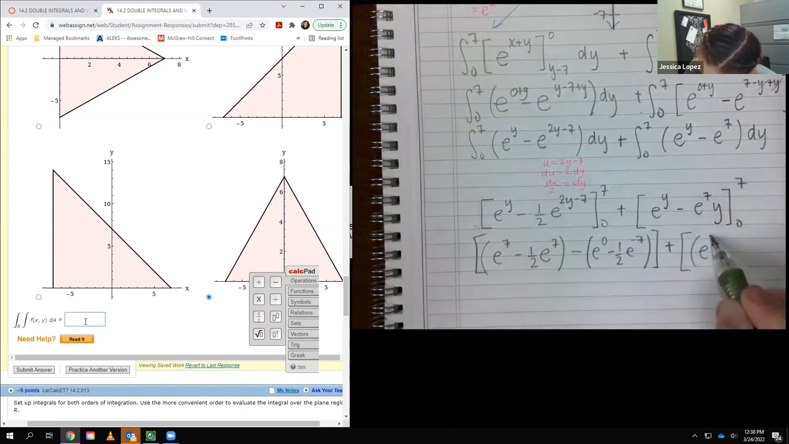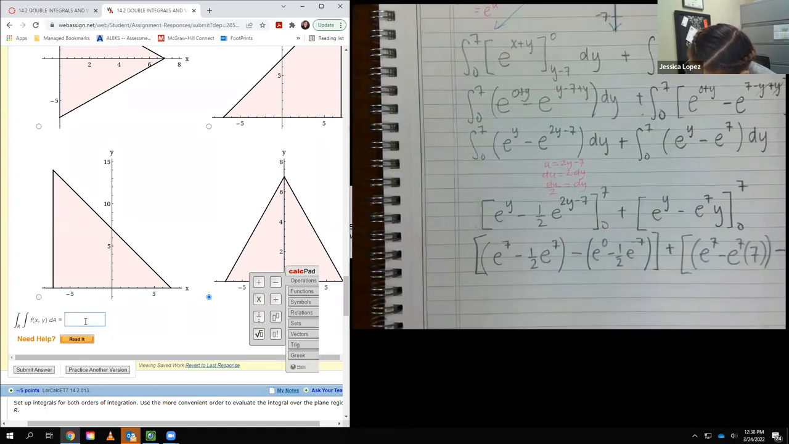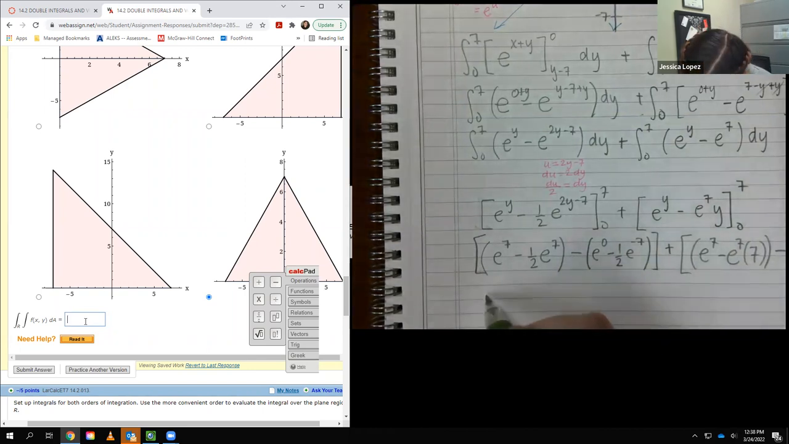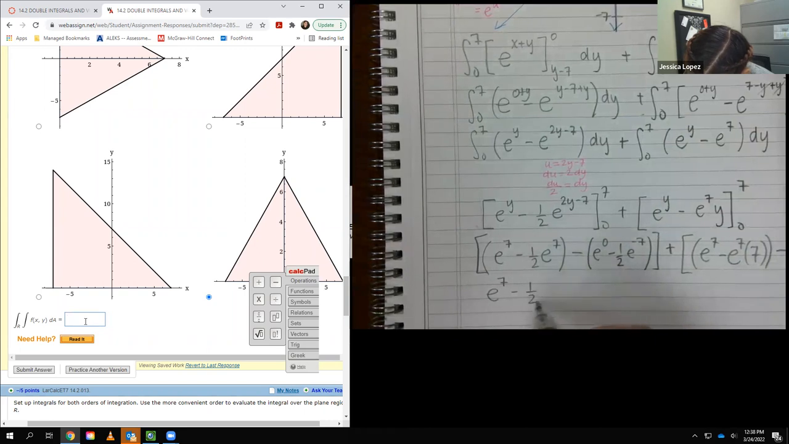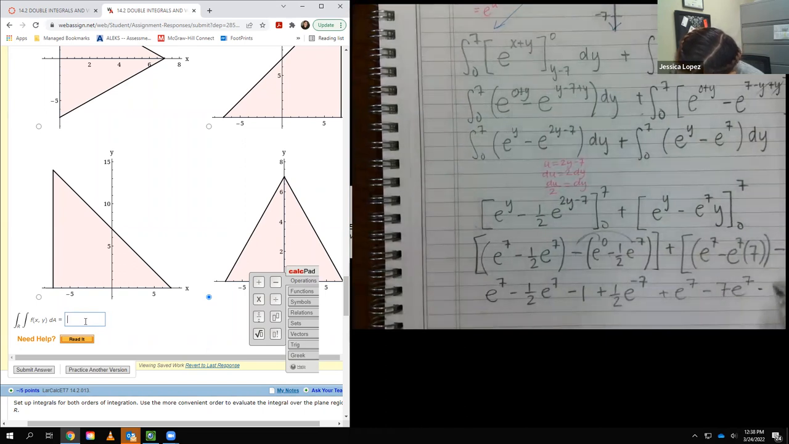Again, plugging in 7. And then plugging in 0. Now this is just 0 because I'm multiplying by 0. So we get e to the 7 minus 1/2 e to the 7. This is just 1, so minus 1. Plus 1/2 e to the negative 7, e to the 7 minus 7 e to the 7, and then here I have minus 1.